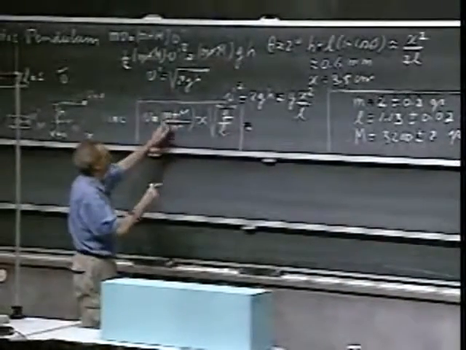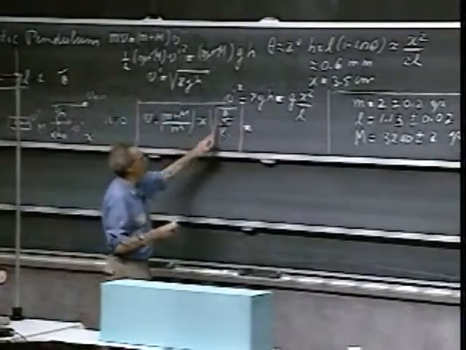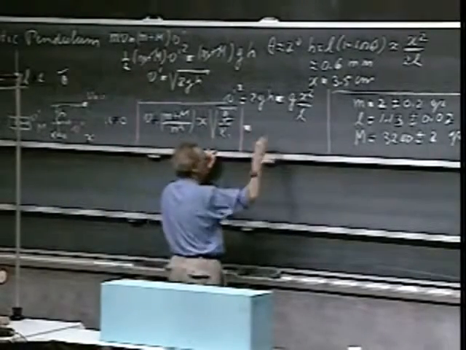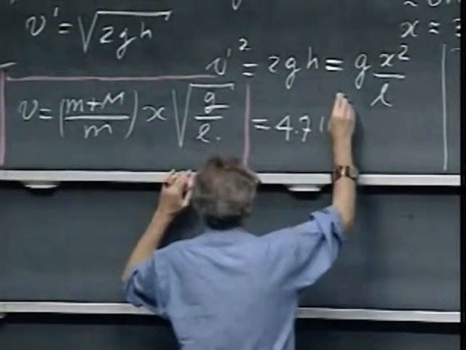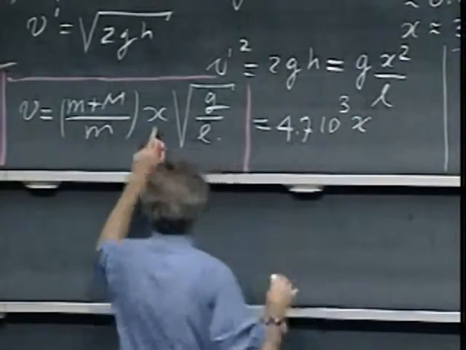So if I want to know now what the speed of the bullet is, I can calculate what m plus M divided by m is. I can calculate the square root of g over l. And with those numbers, I find 4.7 times 10 to the third times x. We have to measure x.